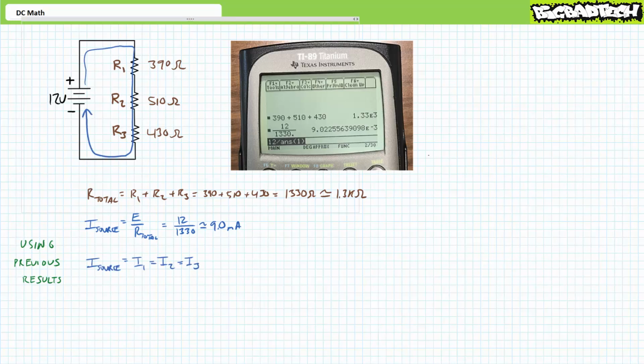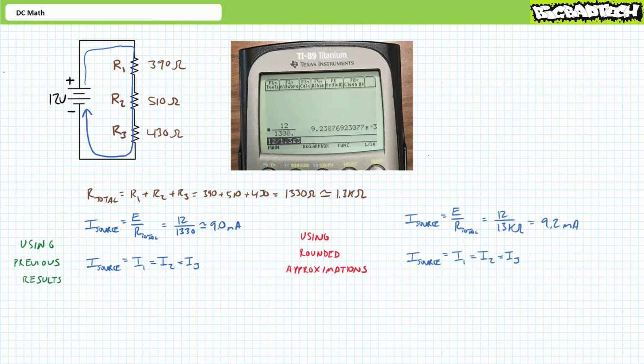Using series circuit properties, we could say current through elements in series is the same. Source current equals I1, which equals I2, which equals I3. If, however, we use the rounded approximation of total resistance, we get an inaccurate, i.e. incorrect answer. 12 divided by 1.3 kiloohms yields an answer of roughly 9.2 milliamperes using proper engineering format rounded to the tens place. This is an incorrect answer. See where I'm going with this? We're only 2 steps into a 4-step calculation. We're already off the trail. It can only get worse from here.